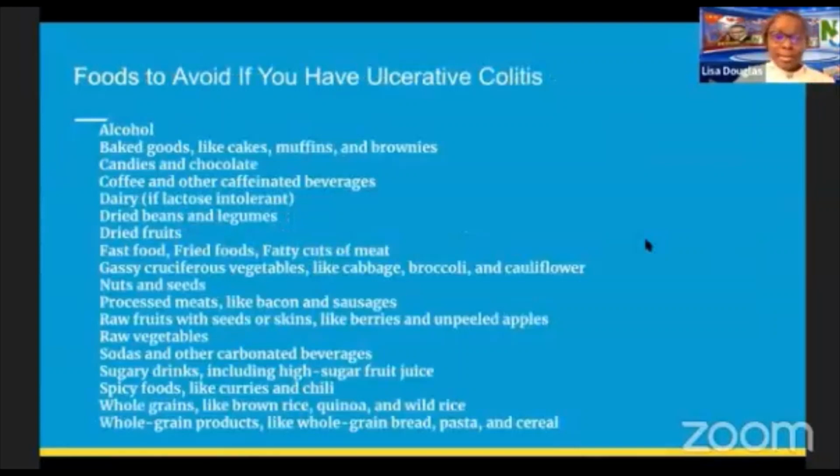Foods that you want to avoid: alcohol, cakes, muffins, brownies, candies, chocolates, all those good stuff we like to cheat on every now and then.